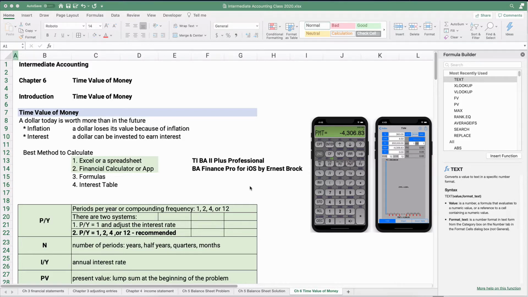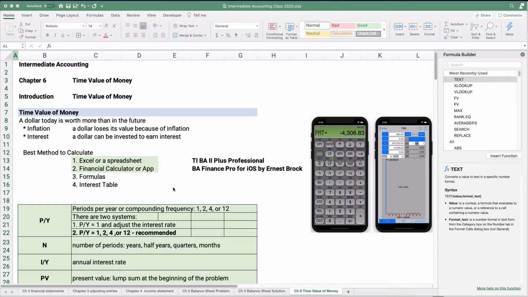So time value of money is the idea that a dollar is worth more today than in the future. If you have $1 today or $100 today, it's worth more than it is in 5 years or 10 years. The reason for that is inflation, because slowly over time, the dollar loses its value. Inflation destroys the purchasing power of a dollar slowly over time. Now we hope it's slowly.